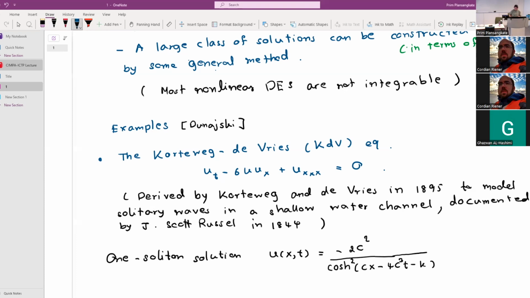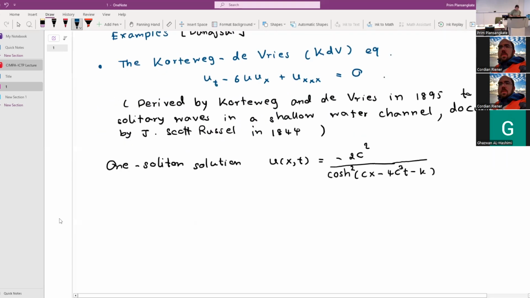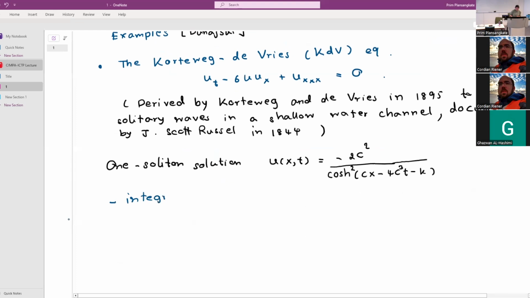So we say that the KdV equation is integrable by the method called the inverse scattering transform. And this is one of the most famous methods in the field of integrable systems.